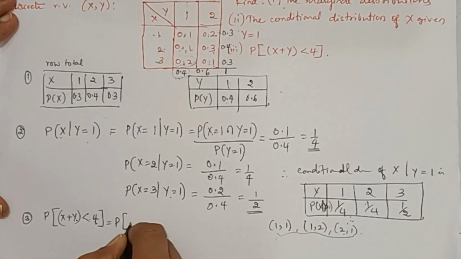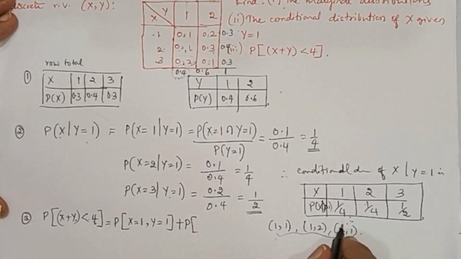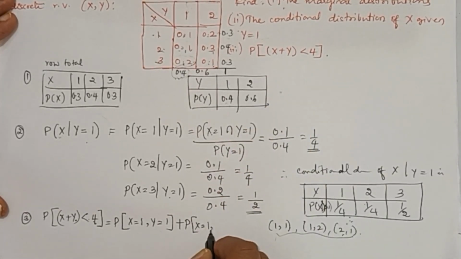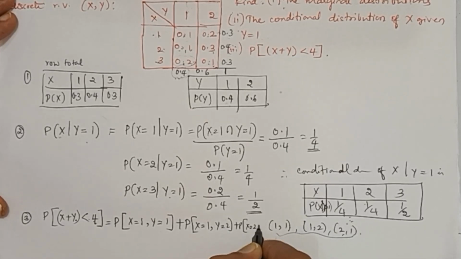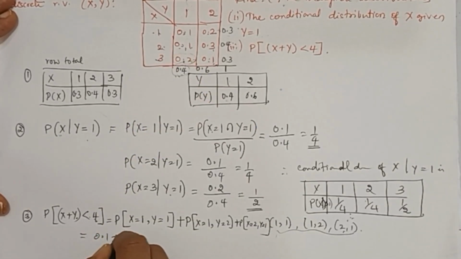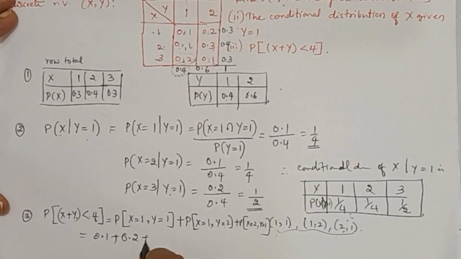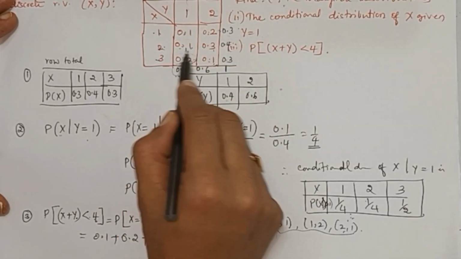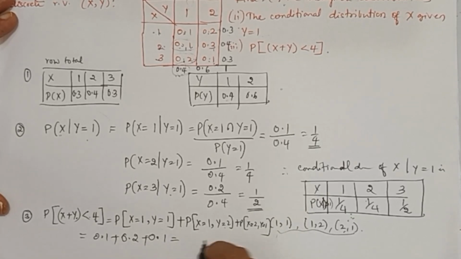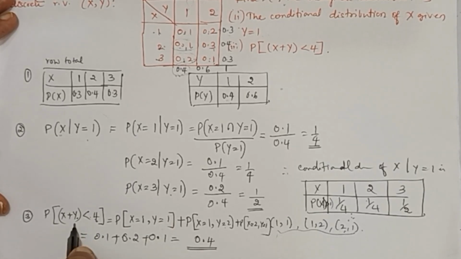That means probability when x equal to 1, y equal to 1, plus all the joint probabilities, you have to add to get this value. X equal to 1, y equal to 2, then plus probability x equal to 2, y equal to 1. So see in the table, x equal to 1, y equal to 1 means 0.1, plus x equal to 1, y equal to 2 means 0.2, plus x equal to 2, y equal to 1, this value comes 0.1. Add all this and you will get 0.4. This is finding the joint probability itself, but the condition is given like this. So you have to first find the values of x and y satisfying this condition, then add up all the probabilities to get the final answer.